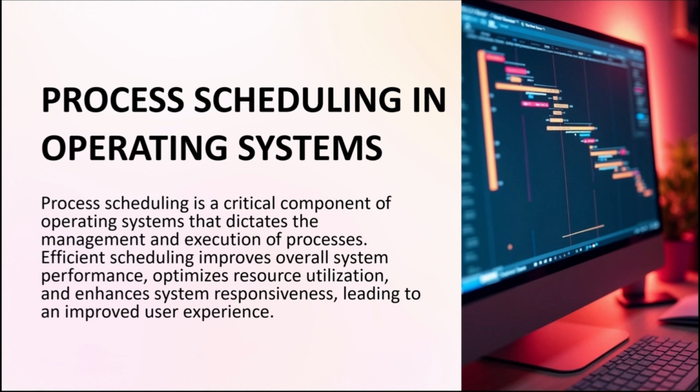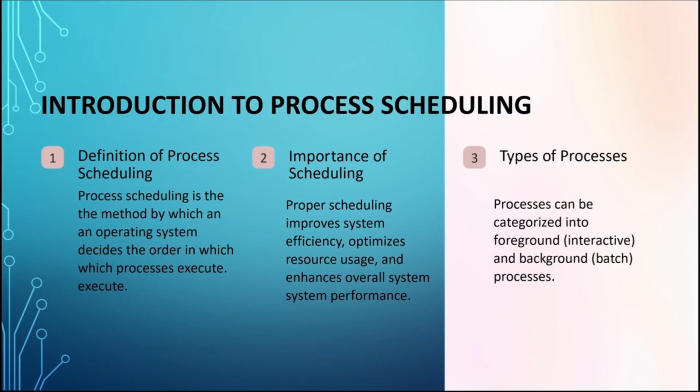So basically, process scheduling is the way in which the CPU is attached to the process. That is the way in which every process is given a specific way in which they operate. Next slide. Process scheduling is a method by which an operating system decides the order in which processes execute, to avoid any process lacking or any process being stopped.